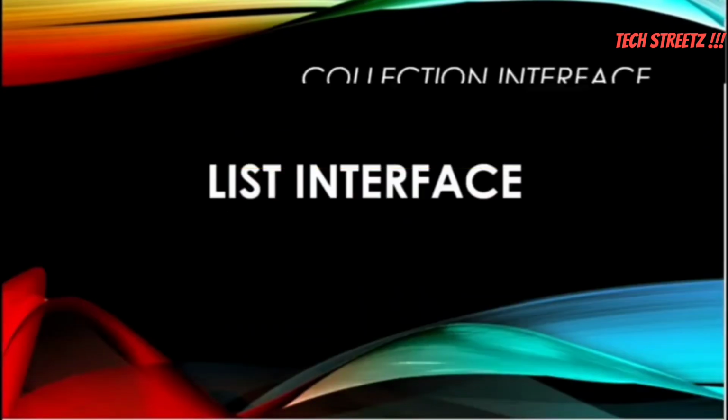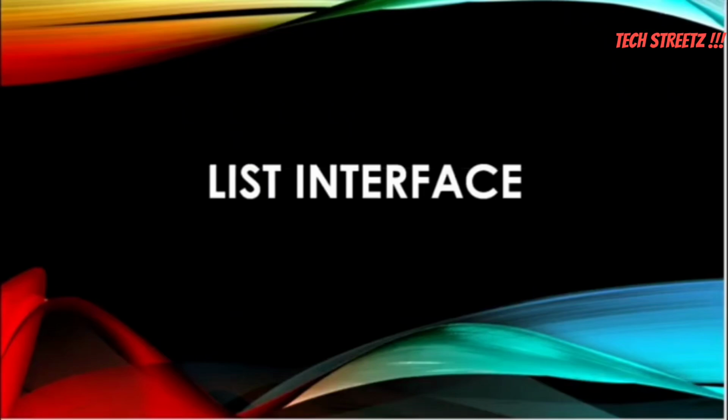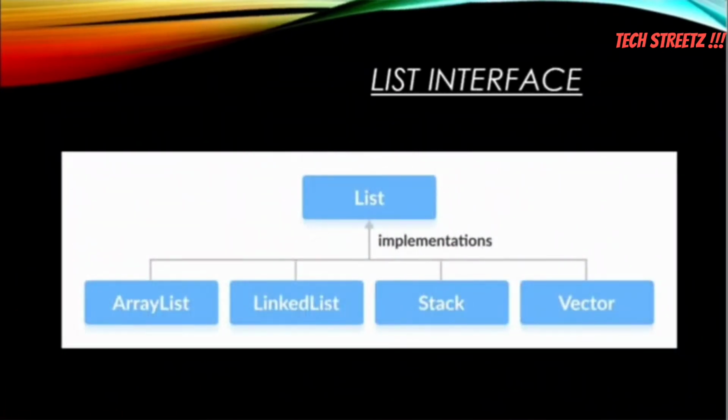Next one, List interface. The Collection interface has a child interface called the List interface. This interface is devoted to the list data, in which we can store all of the objects in an ordered collection. This also allows for the presence of redundant data. Various classes such as ArrayList, Vector, Stack and others implement this List interface. We can create list objects with any of these classes because they all implement the List.